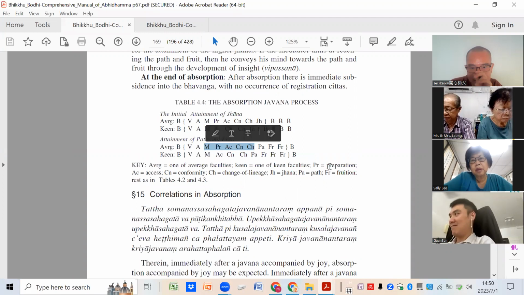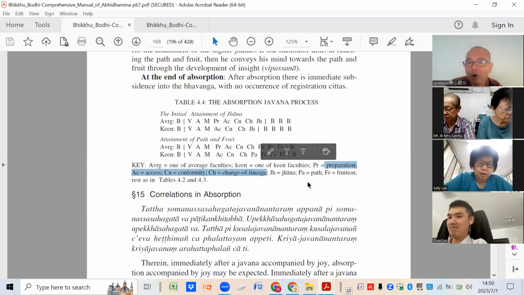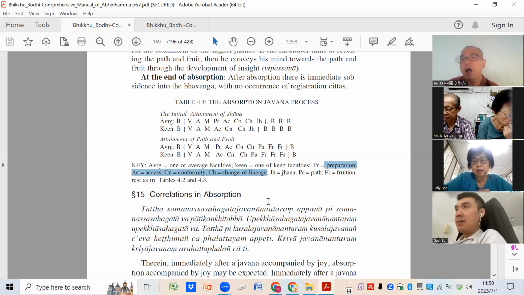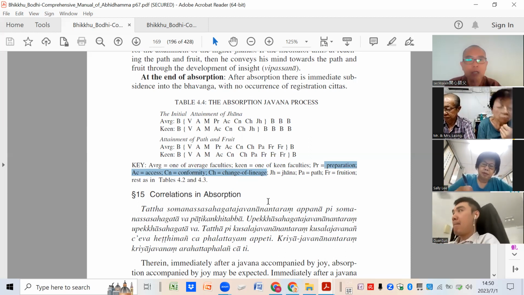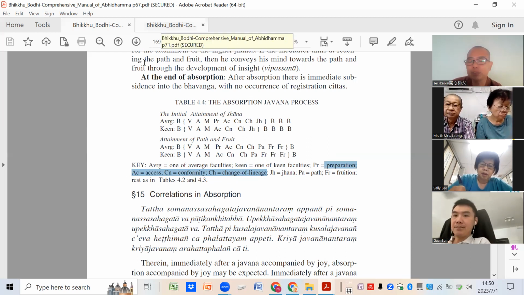See or not? Now, we see the names: preparation, access, conformity, change of lineage. No matter what, all these are eight favorable consciousness. Okay, where can you find that? Class, you can come to chapter number one. Let me show you first.